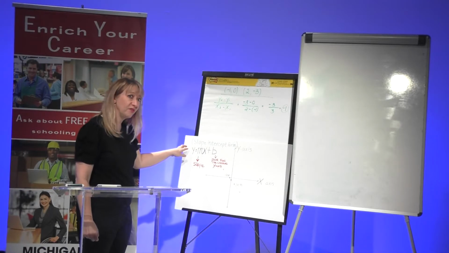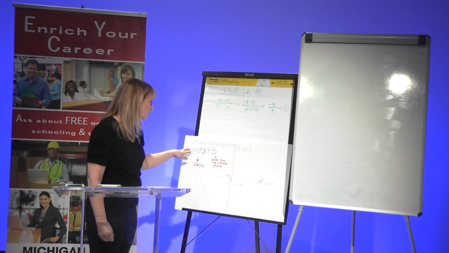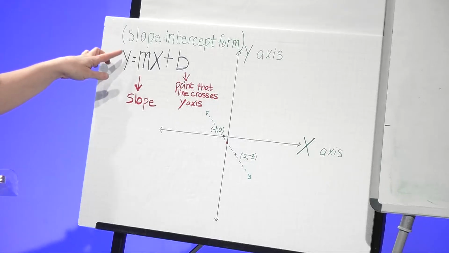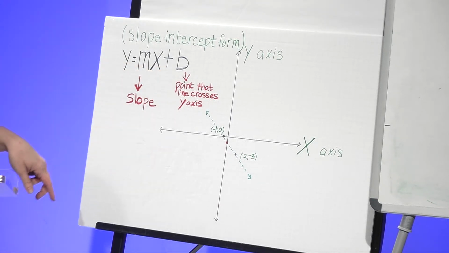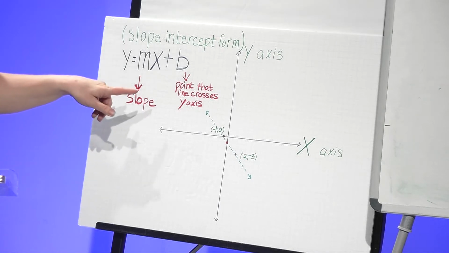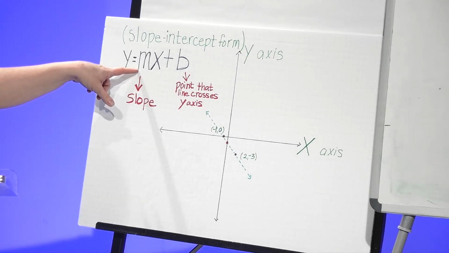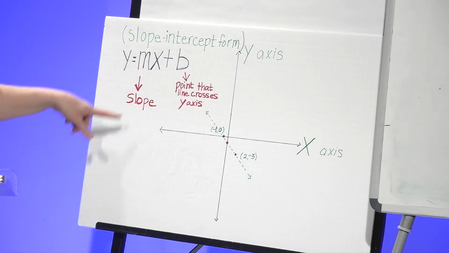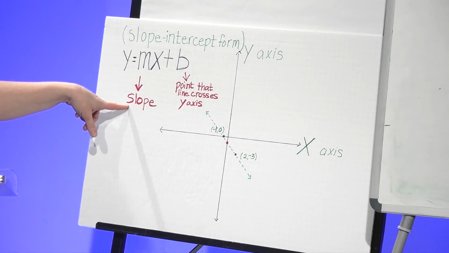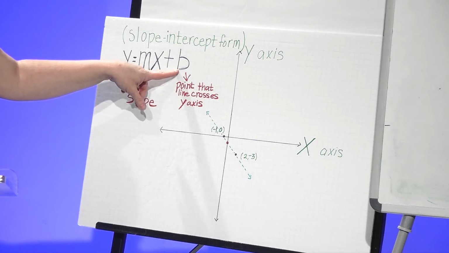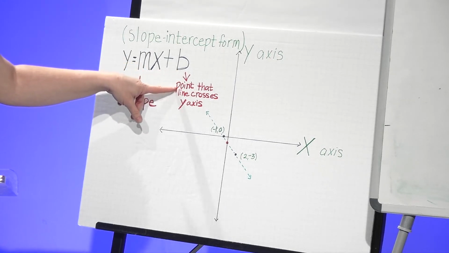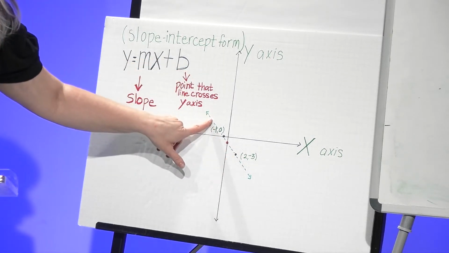It seems confusing at first because it's a bunch of letters. But each letter represents something. So here we have y equals mx plus b. The most important things to remember, we want to know what this m stands for and what the b represents. M is for the slope. And we're going to talk about that in a second. What does the slope mean? B represents the point that the line crosses the y-axis.